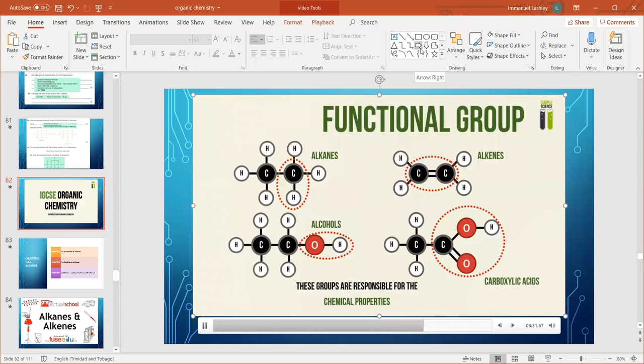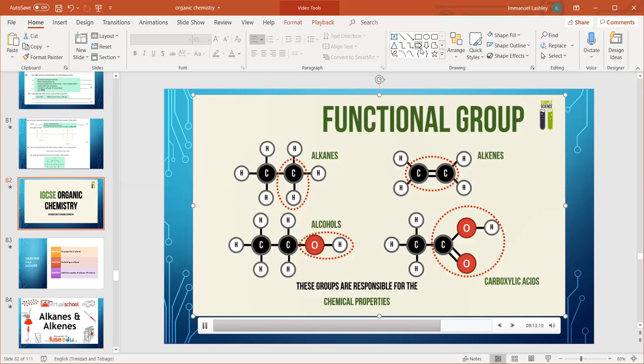In the alkenes, this carbon-carbon double bond group is responsible for all reactions in the alkenes. In the alcohols group, the OH group connected to the carbon will be responsible for all chemical reactions of alcohols. And in carboxylic acids, the COOH group will be responsible for all chemical reactions involving carboxylic acids.